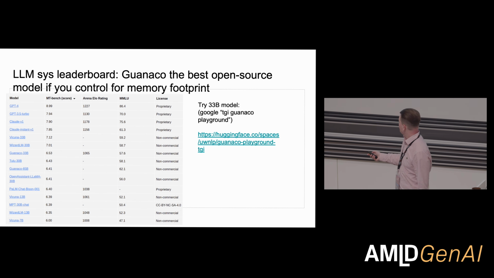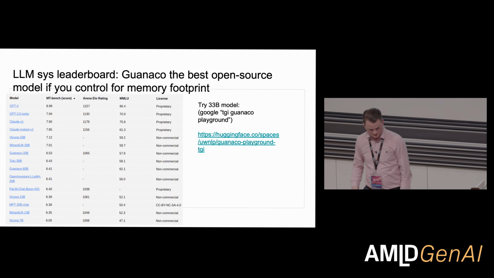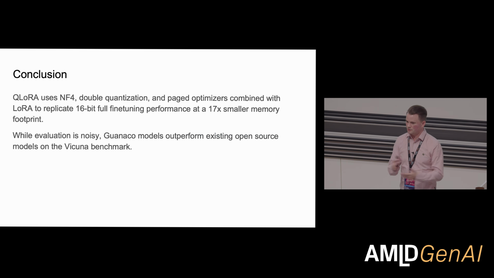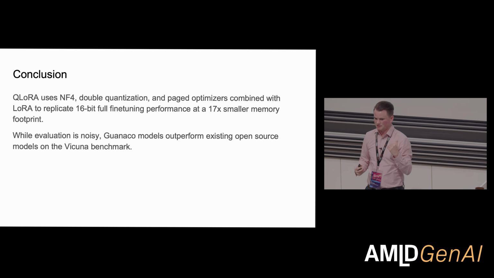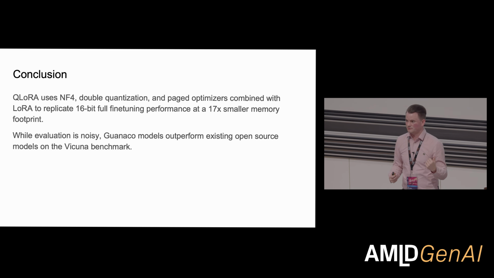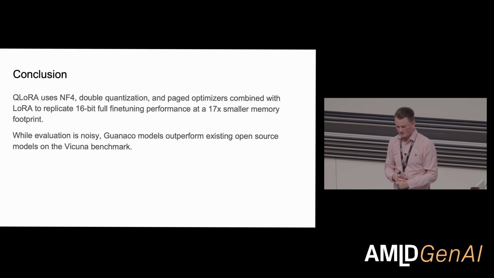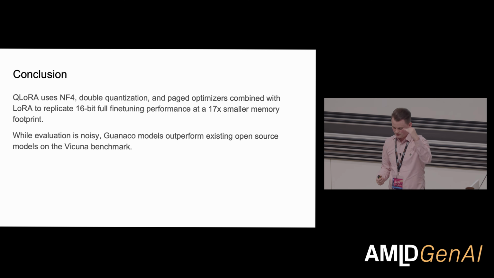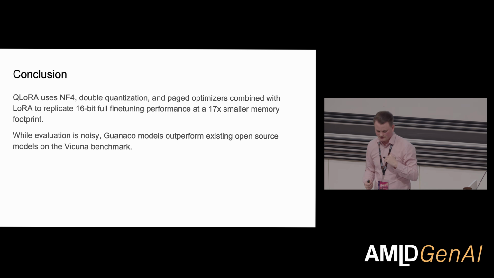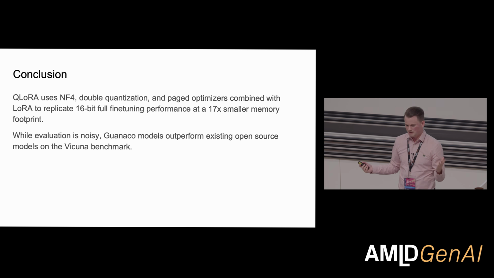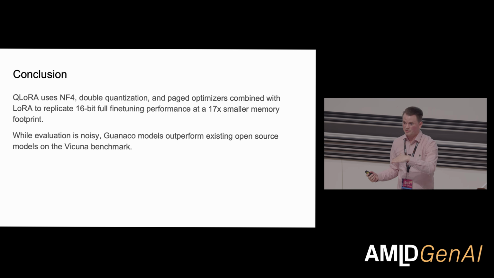And so that's what I have. I've shown that with QLoRA, we can make these models much, much more accessible. Now you can get your hands dirty and really gain the experience to understand how to use language models and improve them. I've shown that with the normal float data type and double quantization, we can compress the models but also preserve the quality. Overall, that leads to a 17 times smaller memory footprint while preserving the full precision fine-tuning performance.